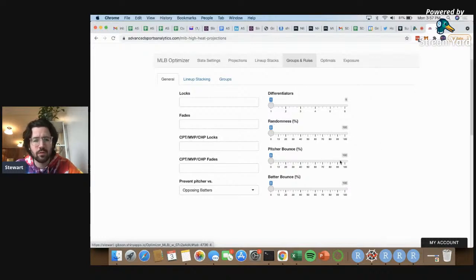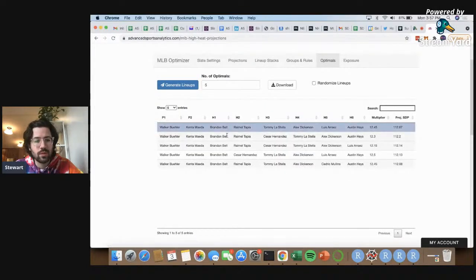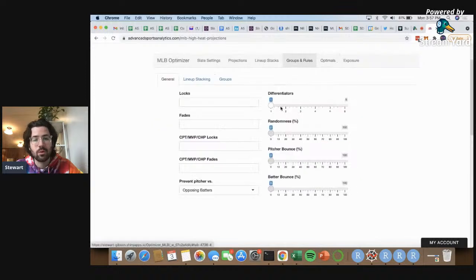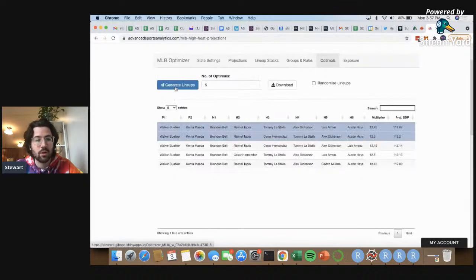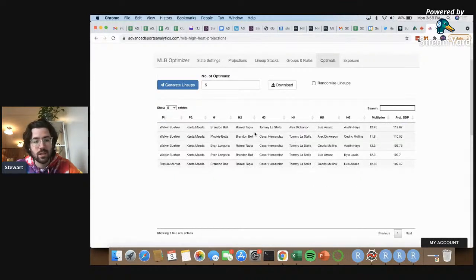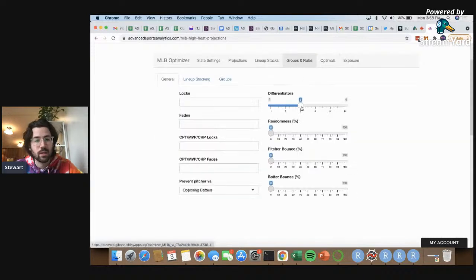So there's 3 different ways that we can promote diversity in our builds. The first is the number of differentiators. I see other optimizers where they call these uniques or something like that. If you look at these 2 lineups, you can see that they differ by only 1 player. So it looks like the difference here is trading Arias for Cesar Hernandez. Other than that, the lineups are identical. If we were to set differentiators to some other number, we would have lineups that differ by at least 3 players.